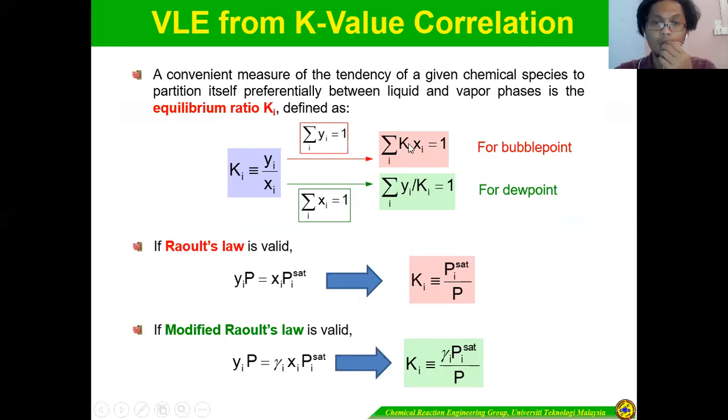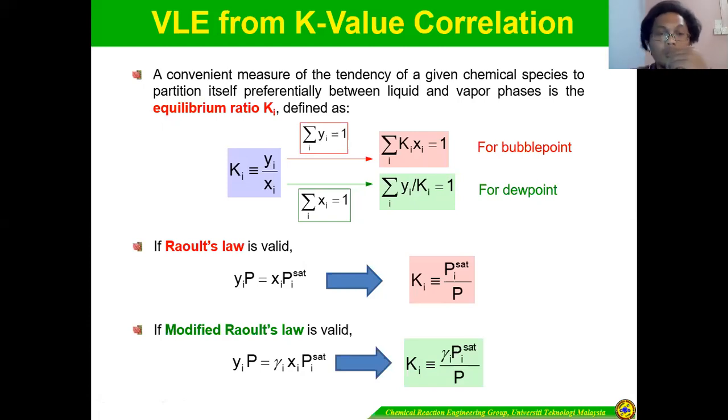Here, sum of Kixi is equal to 1. You have to remember that when you calculate the bubble point, sum of yi equals sum of Kixi equals 1, and total xi equals 1. So that means the sum of yi divided by Ki equals 1. This is for the dew point calculation at a given temperature or pressure.